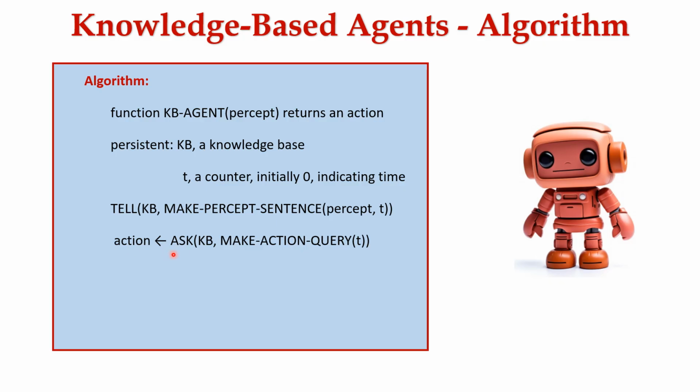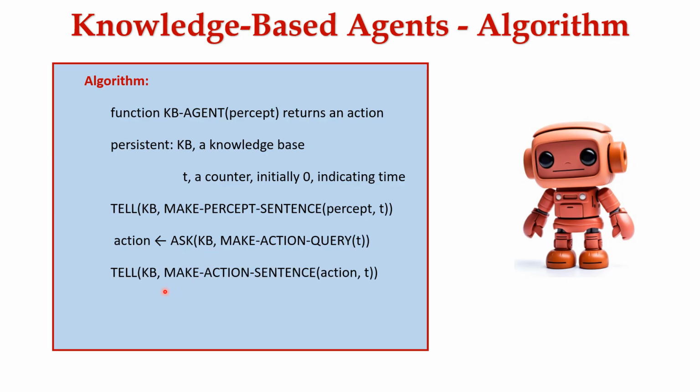In next step, the function ask KB, make action query is used to determine the best action at time t, where the function ask retrieves the information from the knowledge base and the function make action query specifies what action to take based on the current knowledge. This step specifies at time t what action should be taken by the agent based on its knowledge.